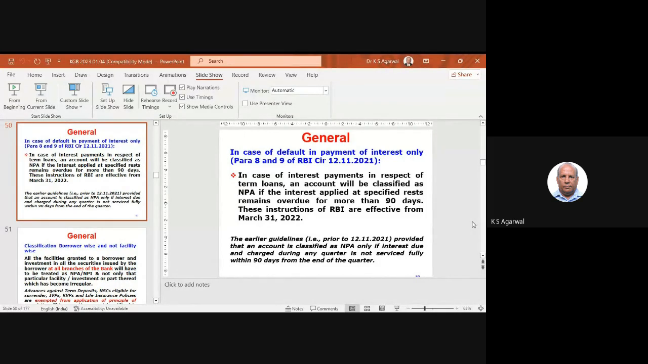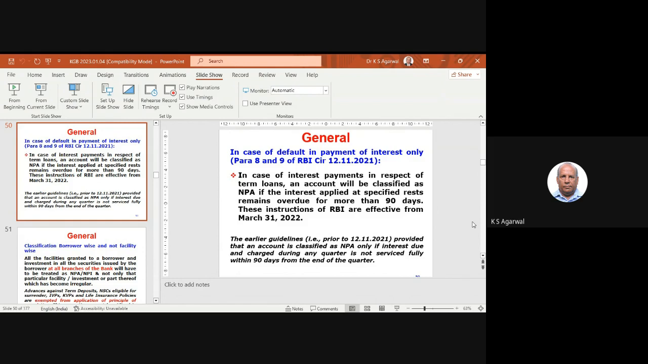You debit interest on 31st October, 30th November, 31st December. You add up all these three. So the interest debited or charged during this quarter will be this amount, and this should be serviced within 90 days from the end of the quarter, that is, 90 days from 31st December. So my 31st October interest, I could repay it within 90 days from 31st December. That was the earlier provision.